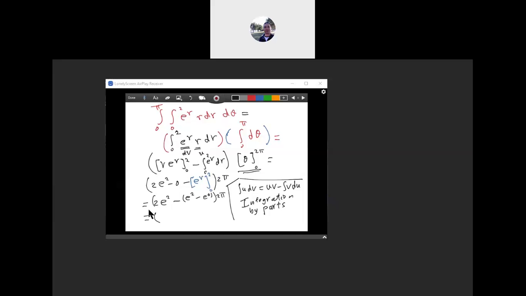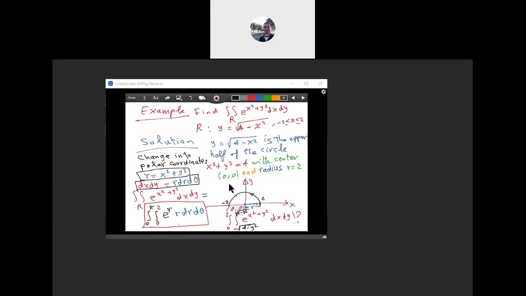So you have 2 e squared minus e squared, and e to the 0 is 1, okay? All of this one multiplied by 2 pi. Remember, you have e to the squared negative, and you have two of them, so you end up with one only. E squared minus minus, this minus minus will be plus 1. All of this one multiplied by 2 pi. Catch the point? Yes. It's very easy integration when I change from the Cartesian into polar, right?